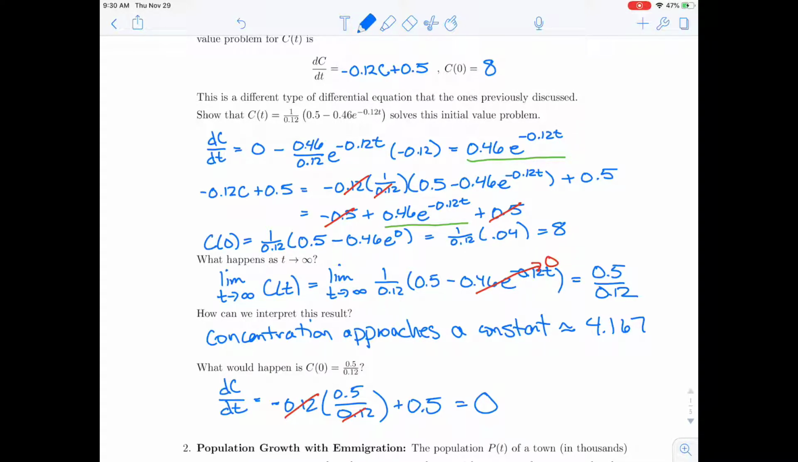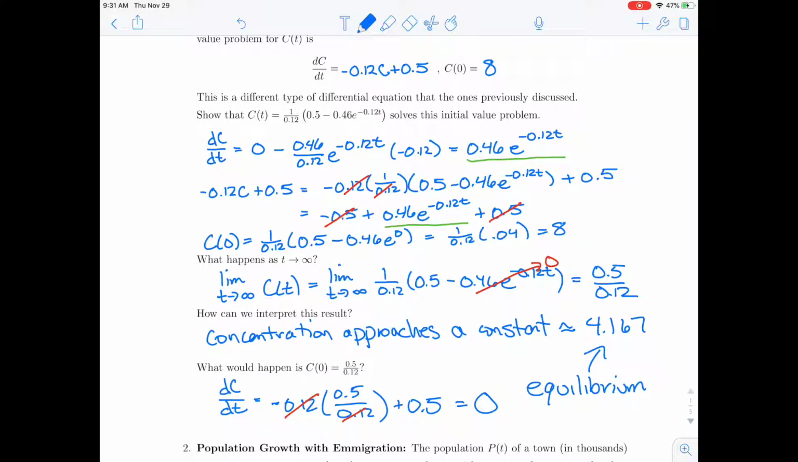So this value of 4.167, or 0.5 divided by 0.12, is the value of the concentration that makes the derivative 0, where there's going to be no change. So in essence, that value is some sort of equilibrium. And we will discuss that further.